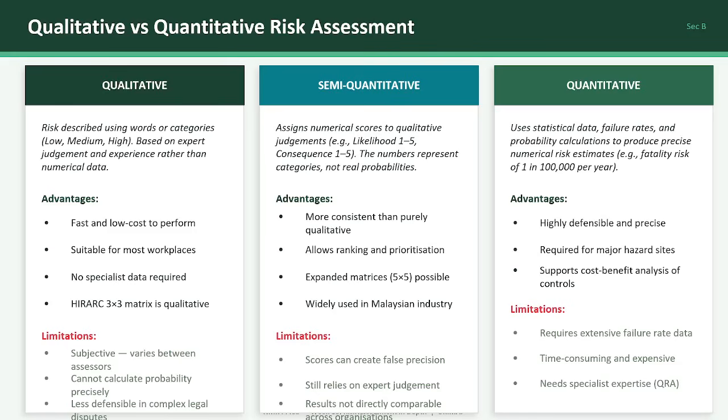The third approach is quantitative risk assessment, or QRA. This uses statistical failure rate data, fault tree analysis, event tree analysis, and mathematical modeling to produce precise numerical risk estimates expressed as probabilities. For example, the annual fatality risk from a particular operation is 3 in 100,000 per worker year. This level of precision requires extensive historical failure data, specialist software, and trained analysts.